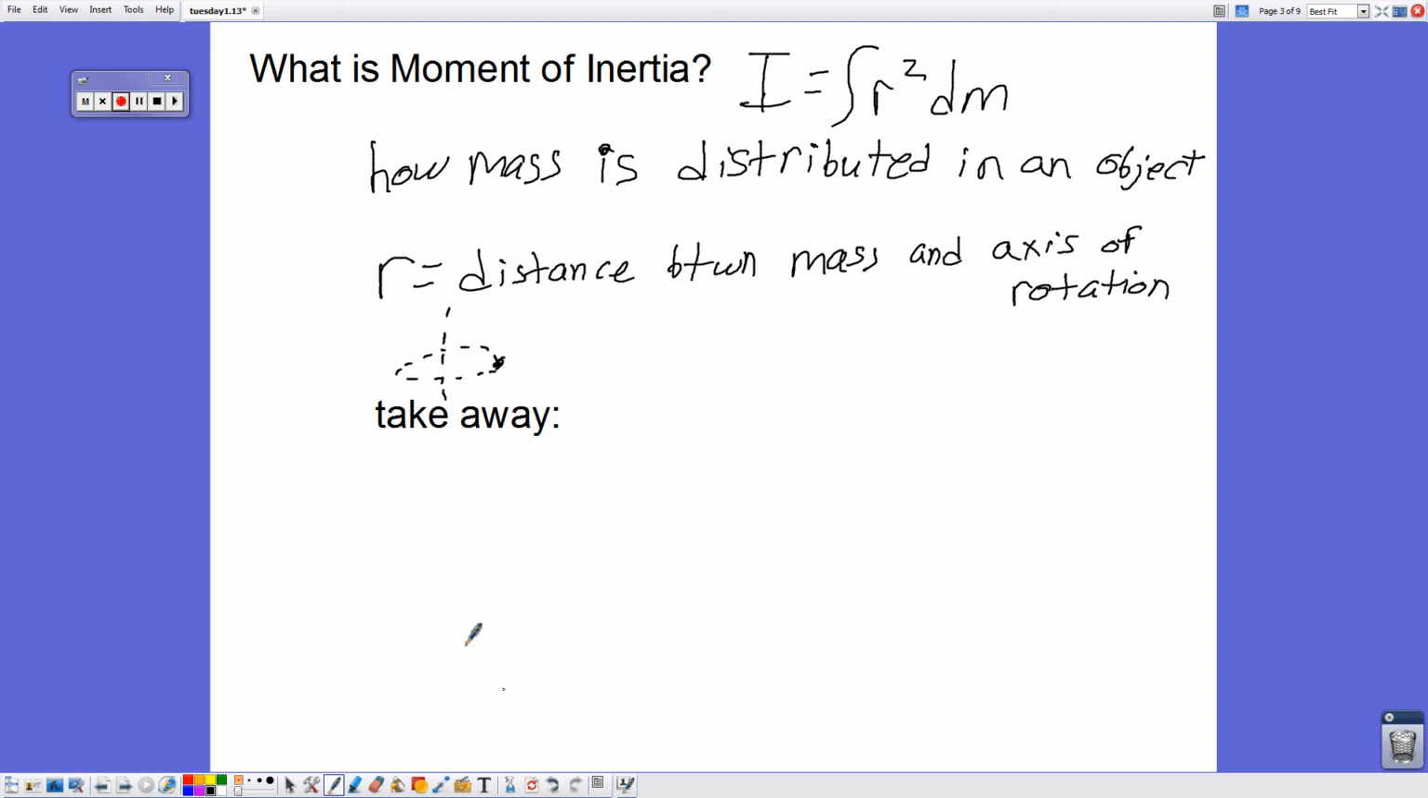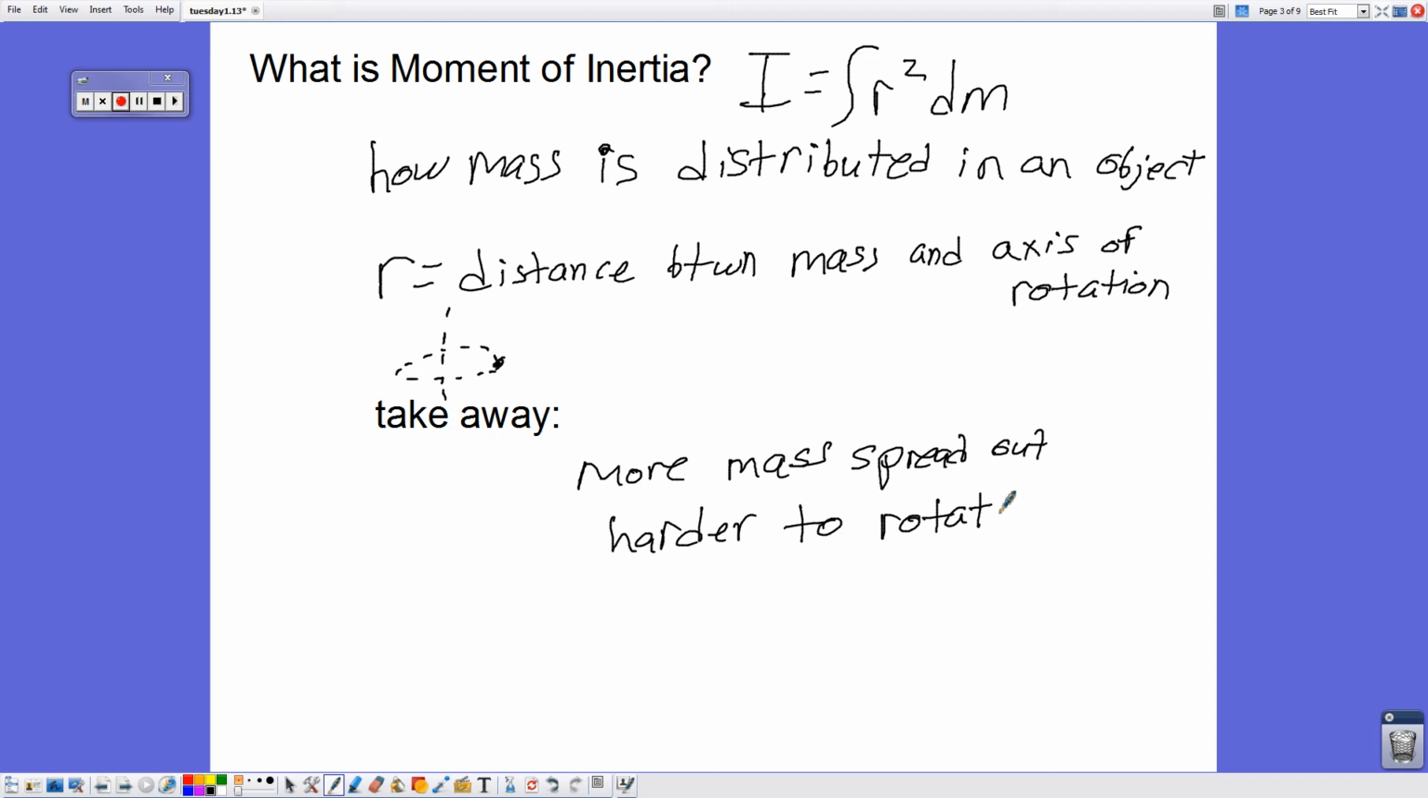Alright, takeaway. What do we care? The more the mass is spread out, the harder it is to rotate. Which means a bigger moment of inertia. We know this.